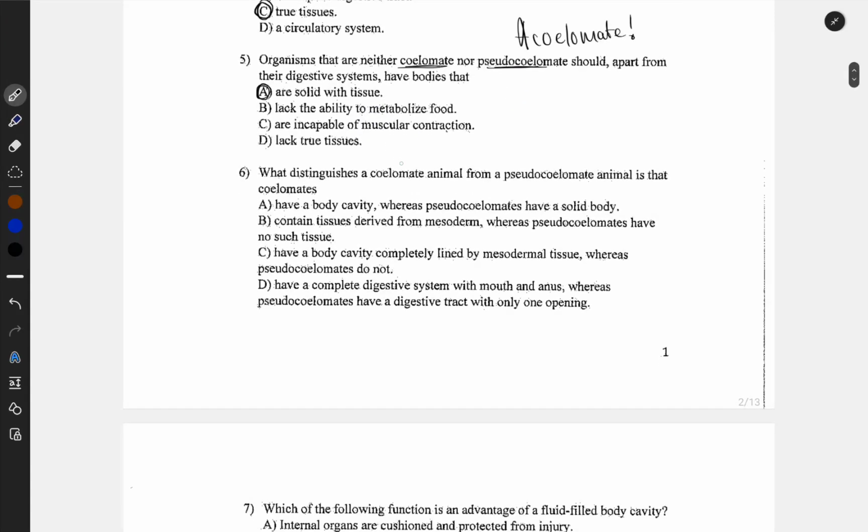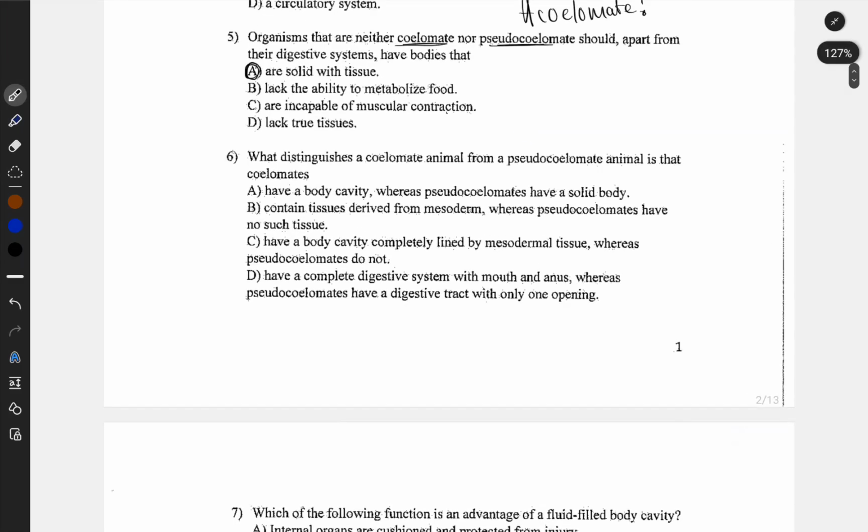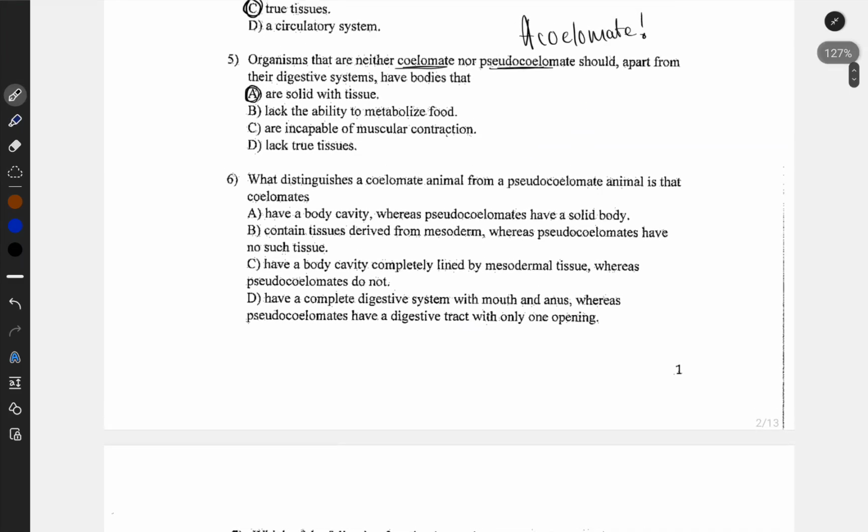What distinguishes a coelomate animal from a pseudocoelomate animal? So we are saying coelomate versus pseudocoelomate. What is the difference? All right, let's see. We know that pseudocoelomates have a coelom, but it's not a true coelom because it is not completely surrounded by mesoderm.